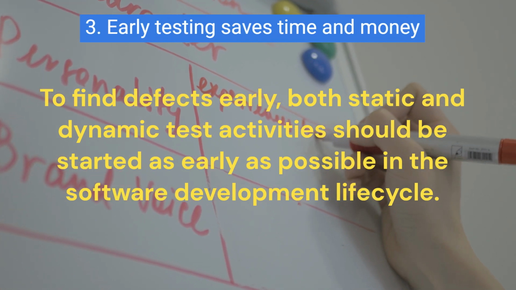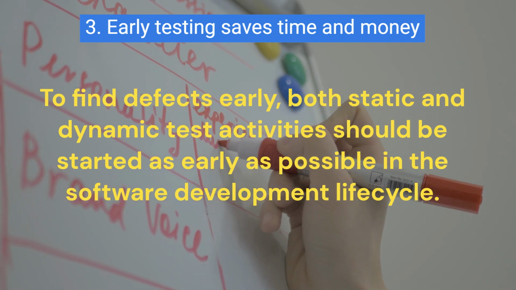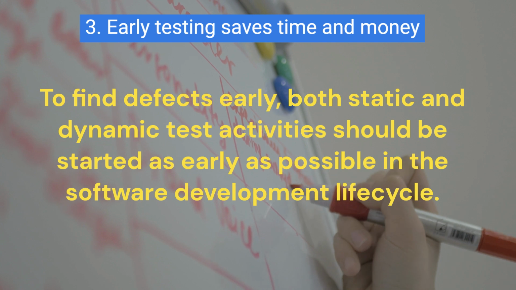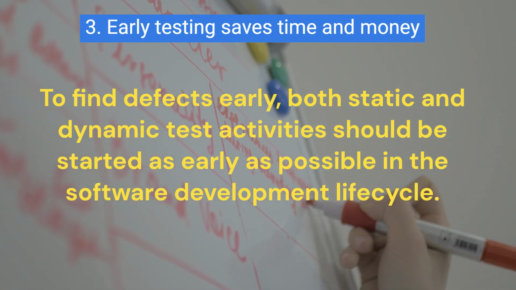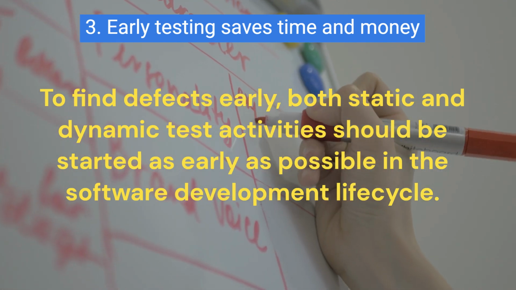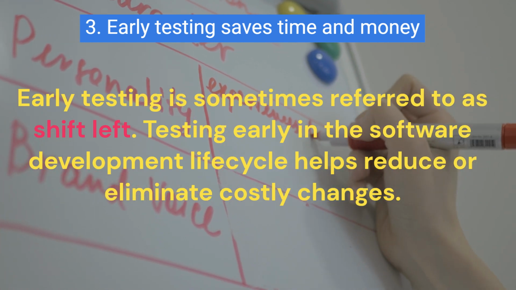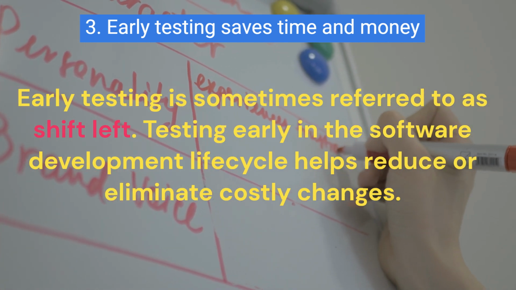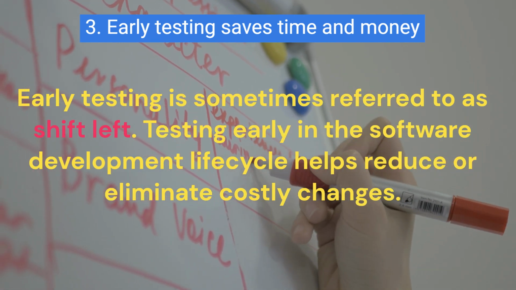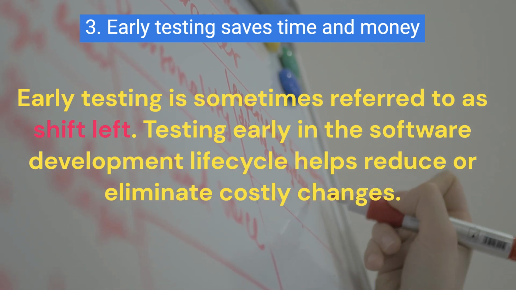Number 3 is early testing saves time and money. To find defects early, both static and dynamic test activities should be started as early as possible in the software development lifecycle. Early testing is sometimes referred to as shift left. Testing early in the software development lifecycle helps reduce or eliminate costly changes.